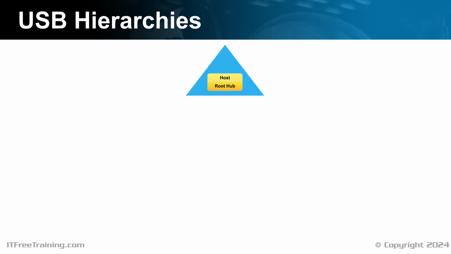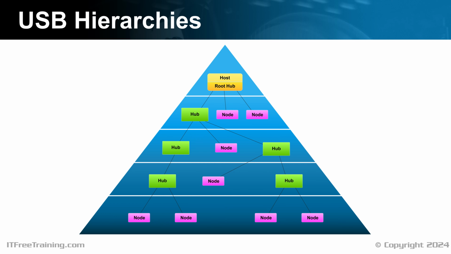USB devices work in a hierarchy. At the top of the hierarchy is the host, which is the computer or device. The host has a root hub, which all the traffic from the USB devices will go into. Below this, you have up to 4 additional levels to make a total of 5. Going towards the root hub is upstream and going down is downstream.